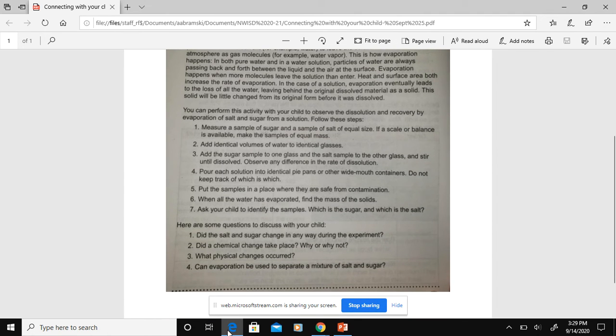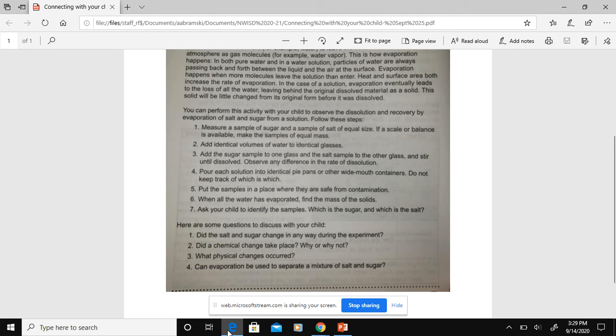Remember, it takes a little bit of time to do this experiment, so we can't see the results right away. Someone else has done the results, so I can show you what the results will look like. The directions say, you can perform this activity with your child to observe the dissolution and recovery by evaporation of salt and sugar from a solution.